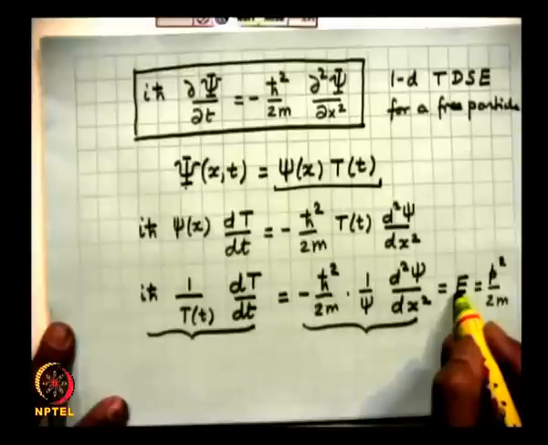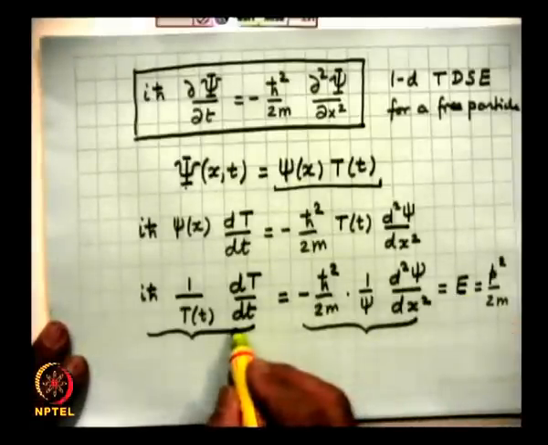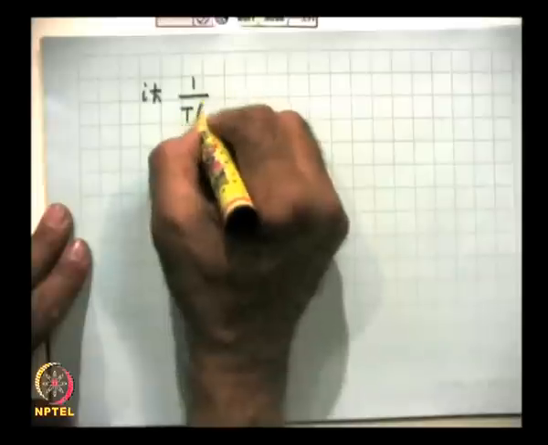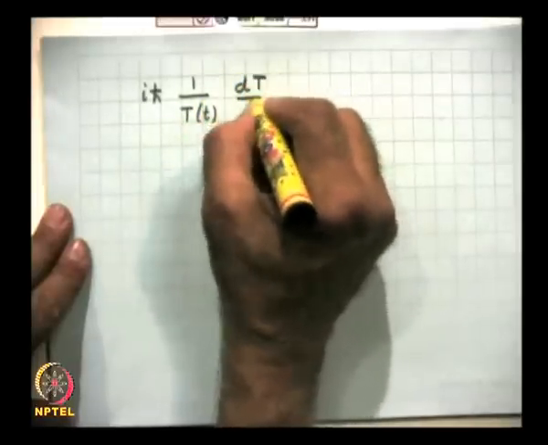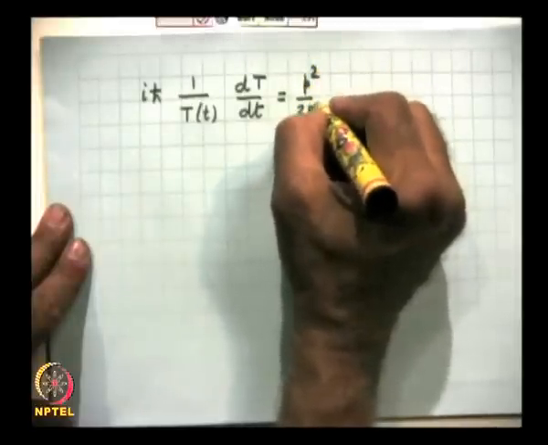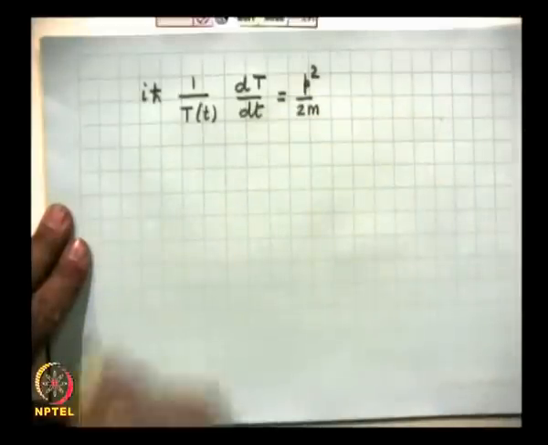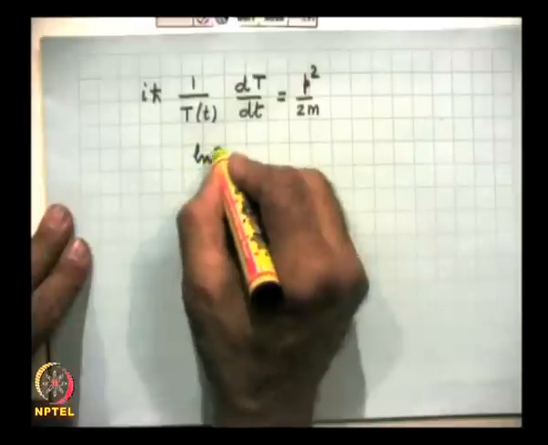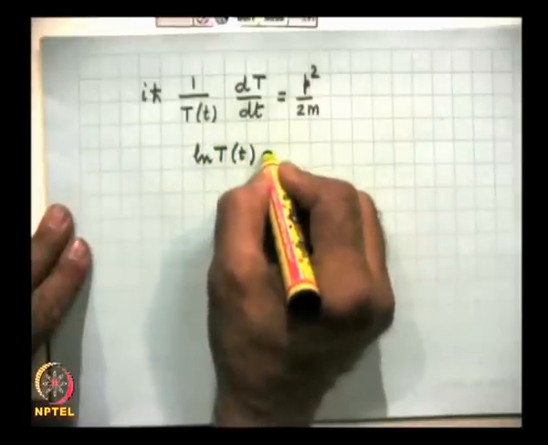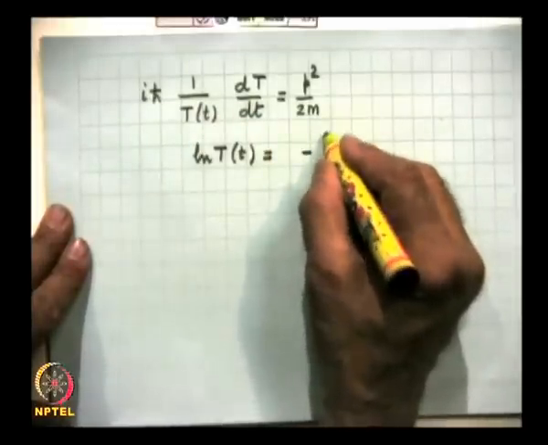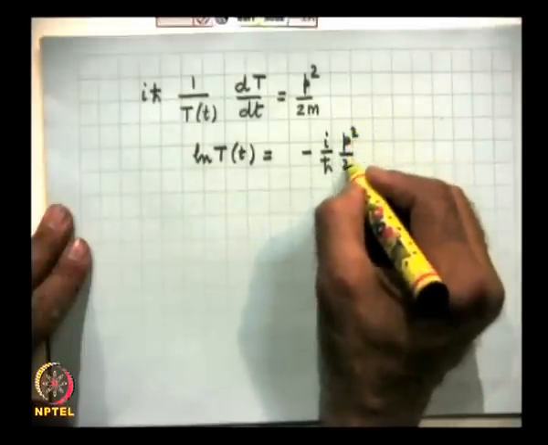So, I solve each part. Let me first solve the time dependent part. The time dependent part is i h cross 1 over T of t dT over dt is equal to p square by 2m. So, if you integrate this out, you get log of T is equal to some constant plus minus i by h cross p square by 2m into t.